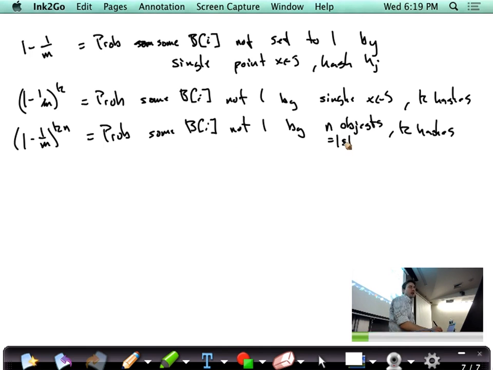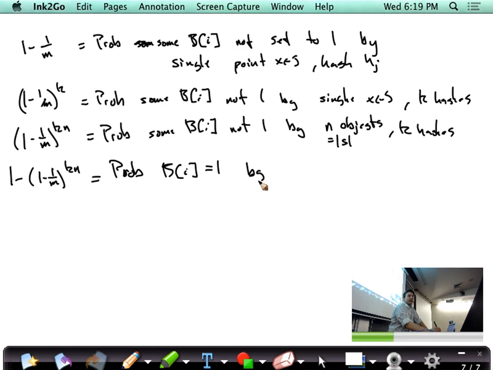Each of the n objects, because of how the hash functions affect them, are going to be independent. So you're going to have k times n different things being thrown randomly in here. So for one bit, just looking at one bit in this table, this is the probability it's not set to 1. So a number very close to 1 taken to some large power. Okay? And then 1 minus that is the probability that b of i is equal to 1 by n objects and k hash functions.